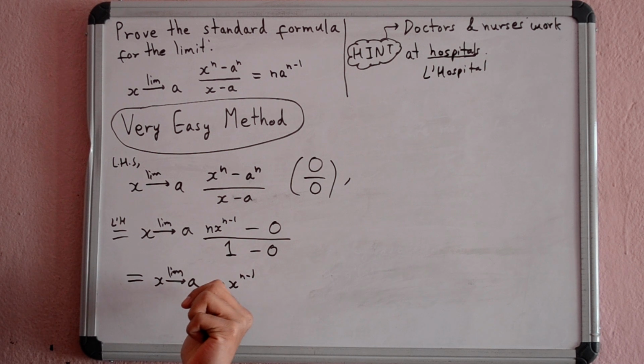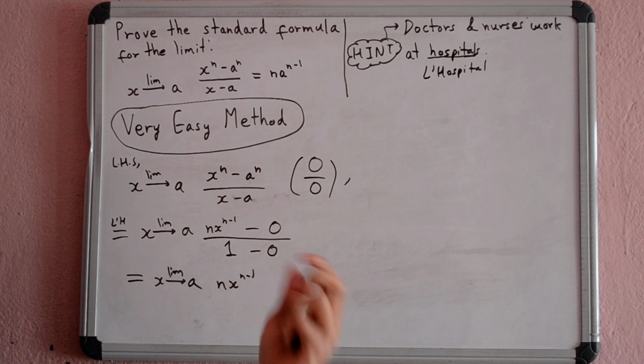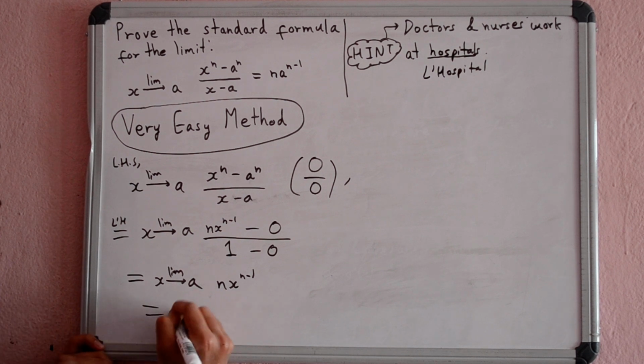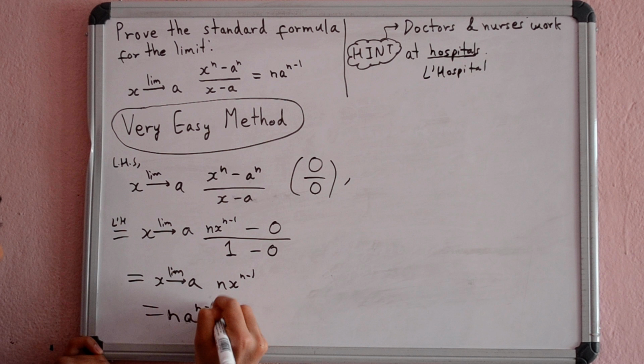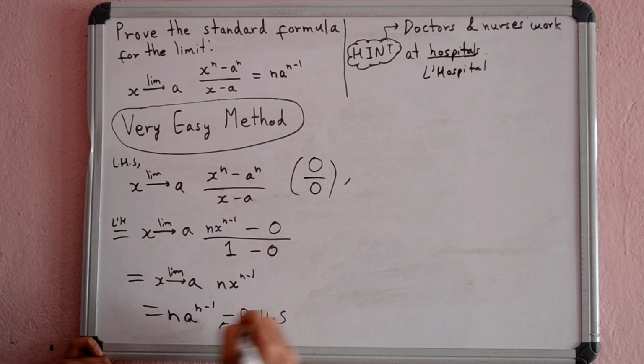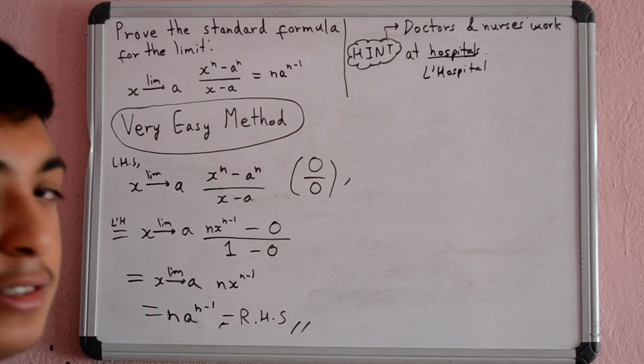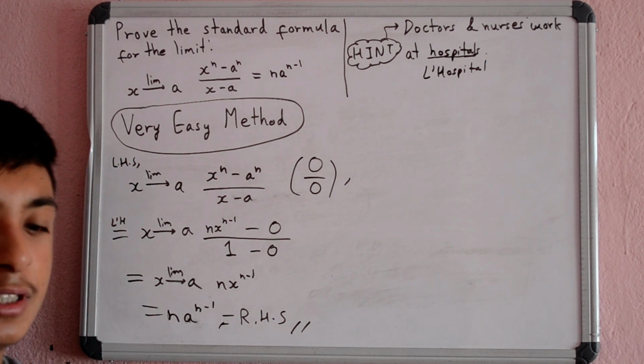Put a in terms of x. So we'll have n a to the power n minus 1, and that is not an indeterminate case. So n into a to the power n minus 1, which is the right hand side. And there we go, we proved it. Very simple, just L'Hospital's rule.